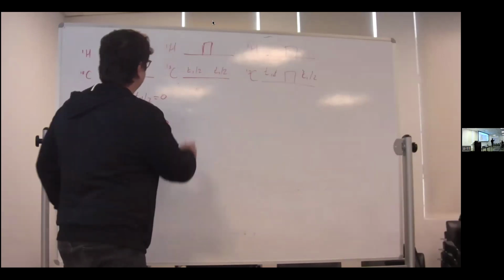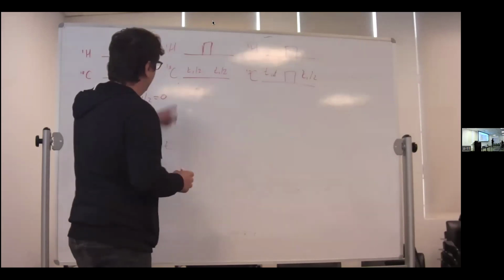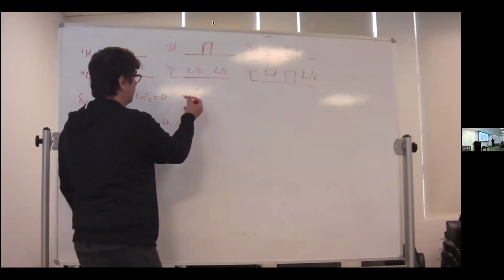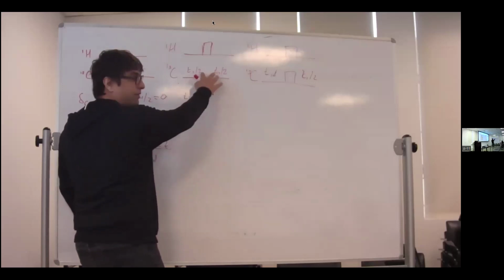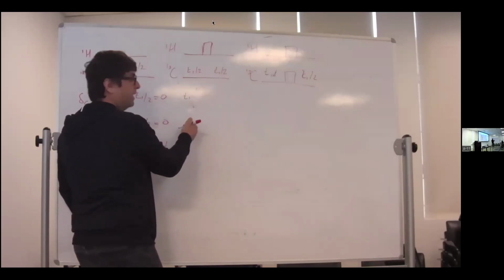Okay, so now, let's quickly go through this one. What happens here for chemical shifts? That's t1, I add the 2, because I don't have a 180. What happens to the CH coupling evolution?